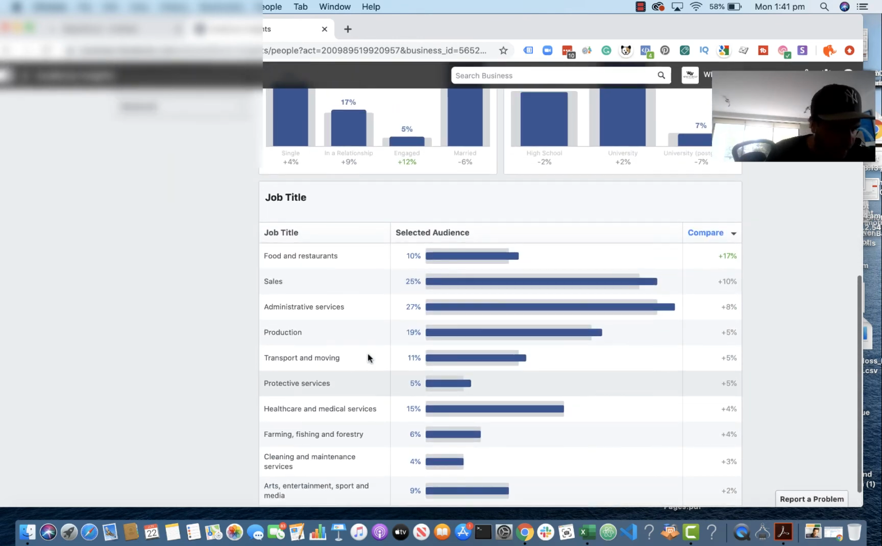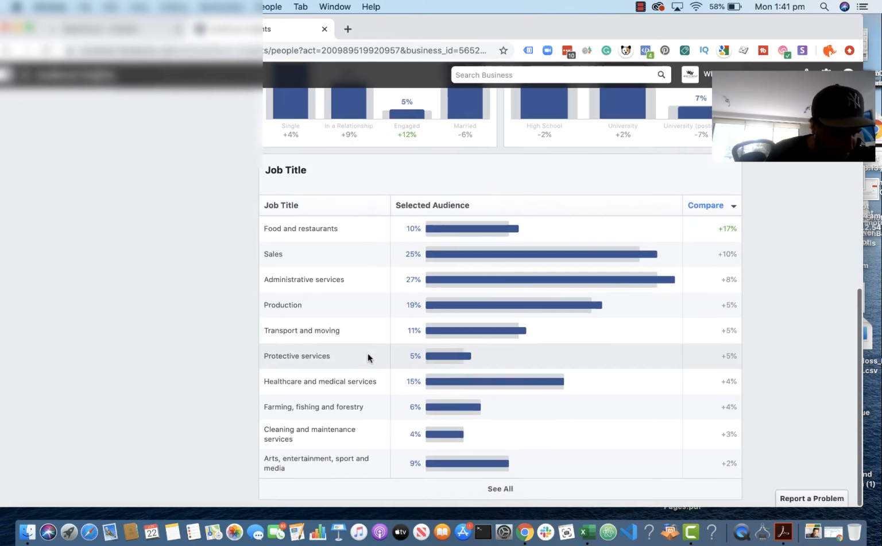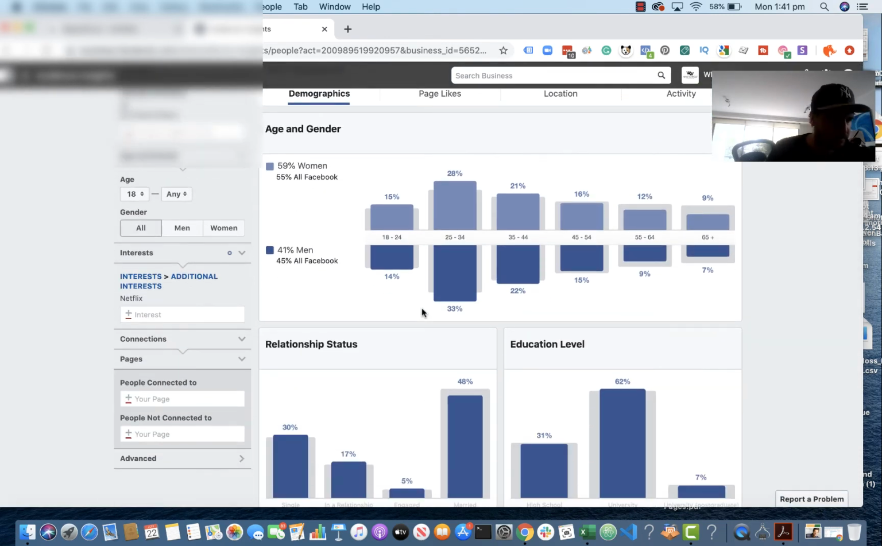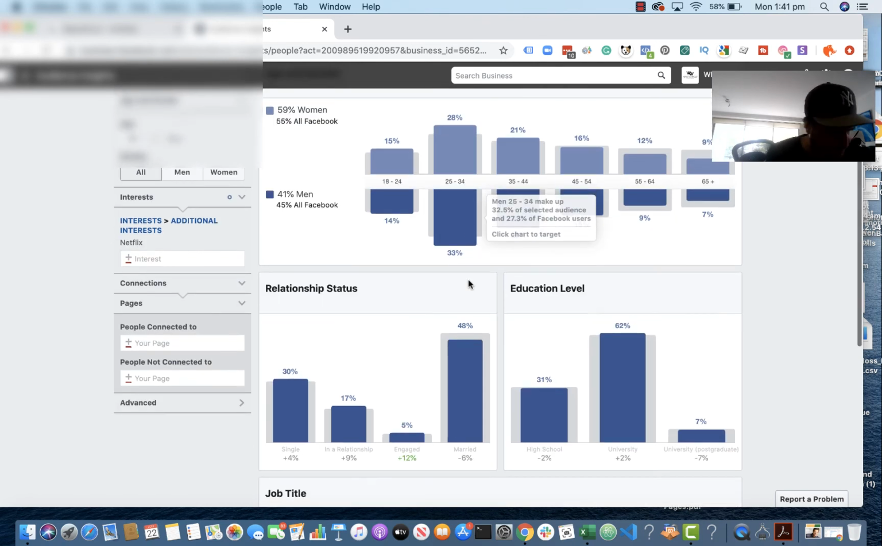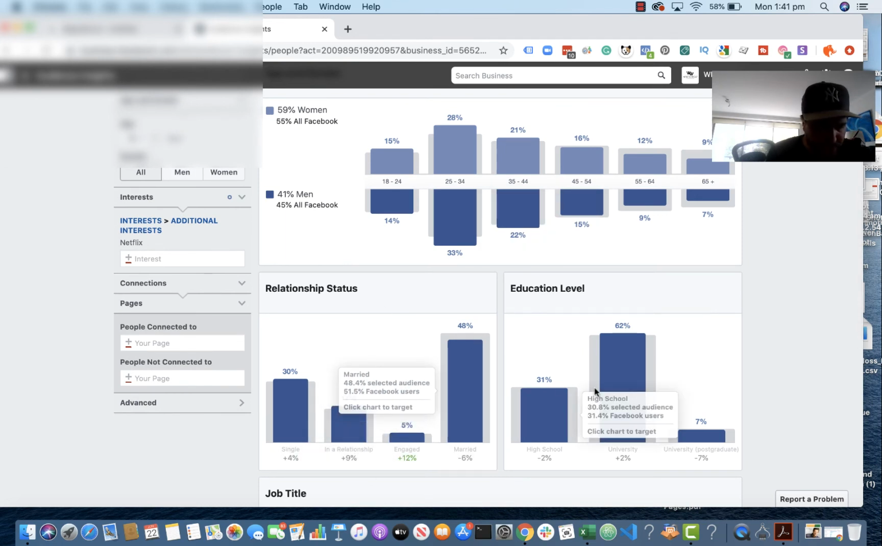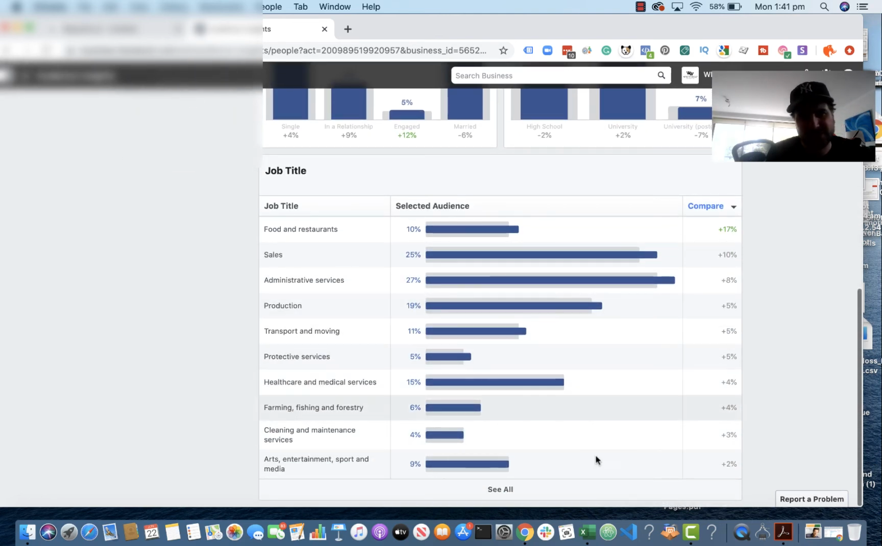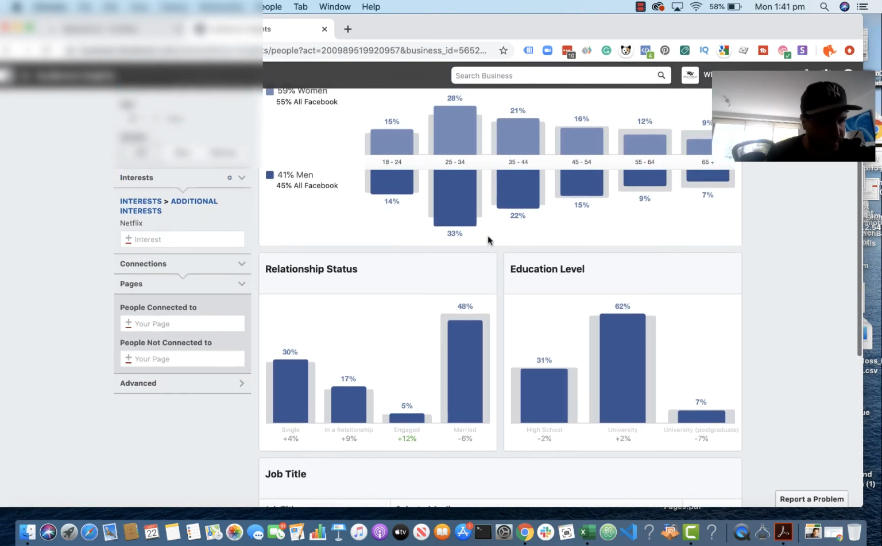So I can find out, okay, they're into, what is this? Sales. Okay, let's go up to the top. So predominantly women by the looks of it, then men. So 59% women, 41% men. Relationship status, there you go, a big proportion are married. Interesting. A lot of the people have been to university. Job title, so you can see here, these I take with a grain of salt. That's why I was a bit iffy about it.